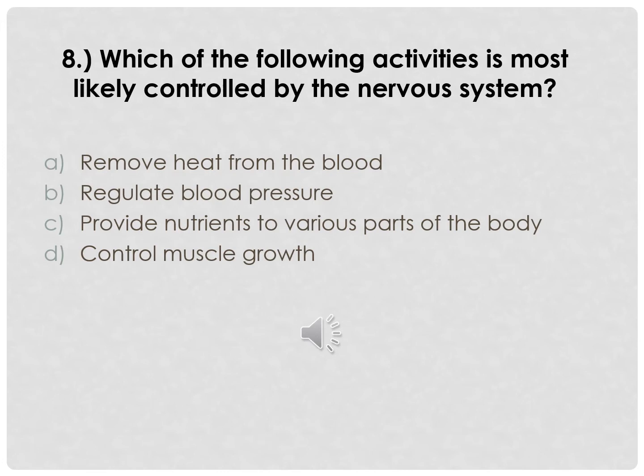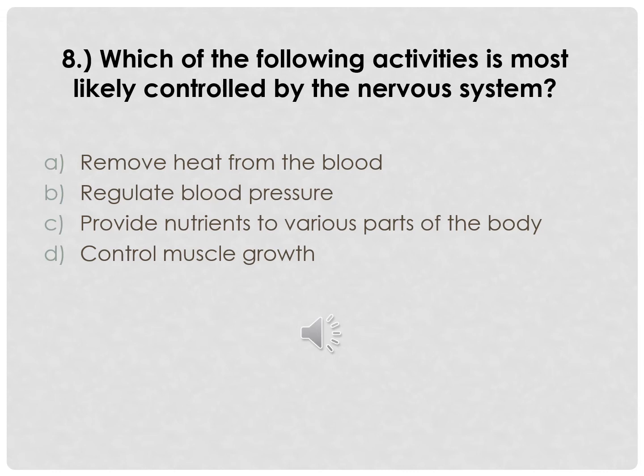Which of the following activities is most likely controlled by the nervous system? So for this question, let's keep in mind that there are two systems in the body that maintain homeostasis or regulate things in the body. And those systems are the nervous system and the endocrine system. So any type of regulation is done by one of those two systems.